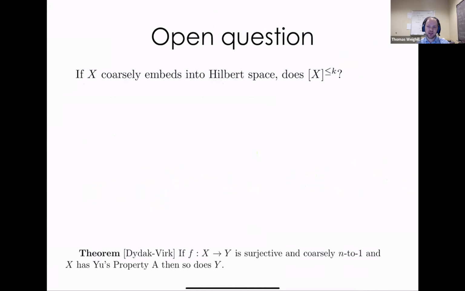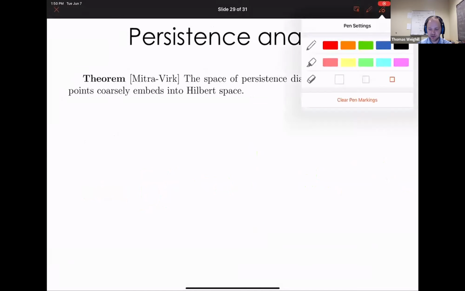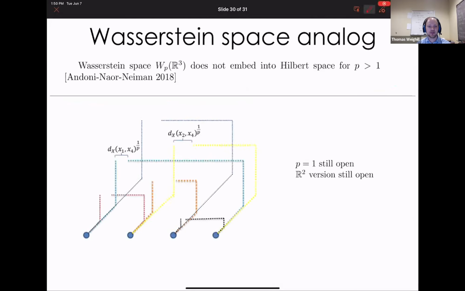We're not able to prove the same thing for embeddability in Hilbert space, but I won't mention too much about that. And there's an analog in persistence diagrams where Mitra and Virk showed that the space of persistence diagrams with at most n endpoints coarsely embeds into Hilbert space, and it uses exactly the same idea with these coarsely n to 1 maps, which is nice.